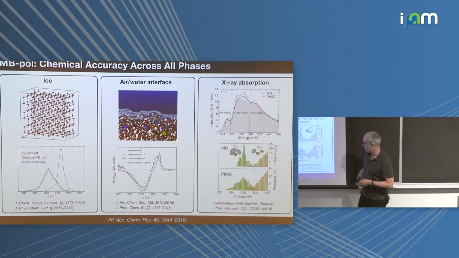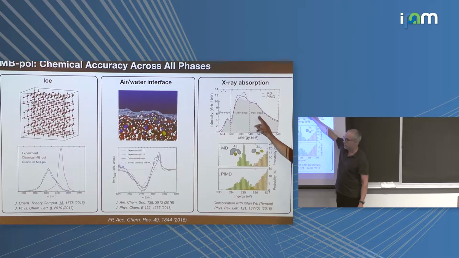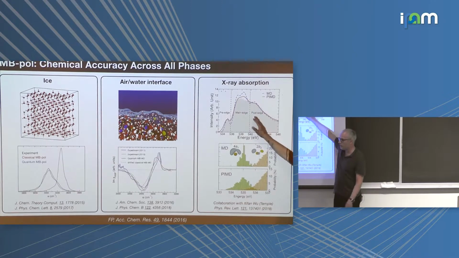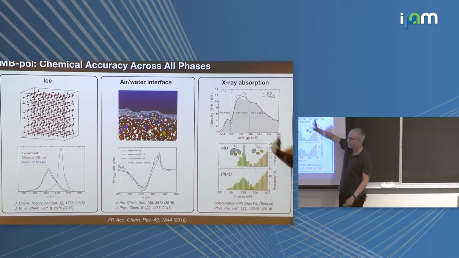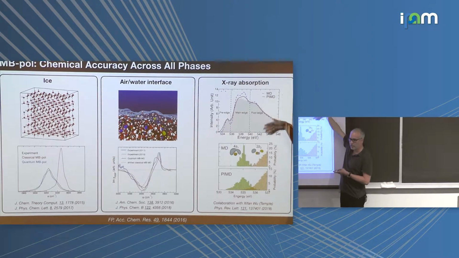Then we joined forces with Shifan Wu at Temple, and we calculate the X-ray spectrum of liquid water. In gray is one experiment. In red are our path integral simulations. In blue are the classical nuclei simulations. And you can see again that the agreement between our simulations and the experiment is quite remarkable. And again, there is a difference between classical nuclei and quantum nuclei, and this is liquid water at 300 Kelvin.